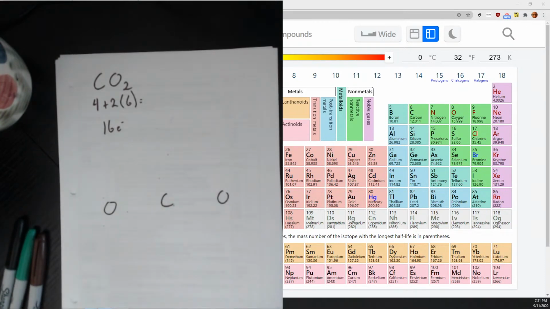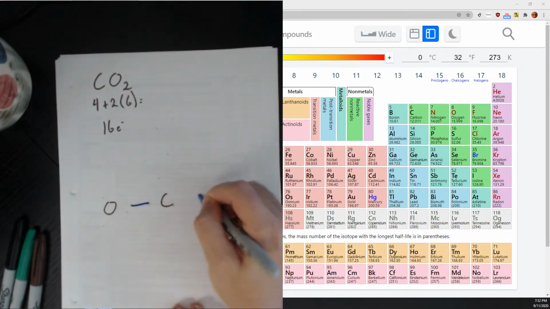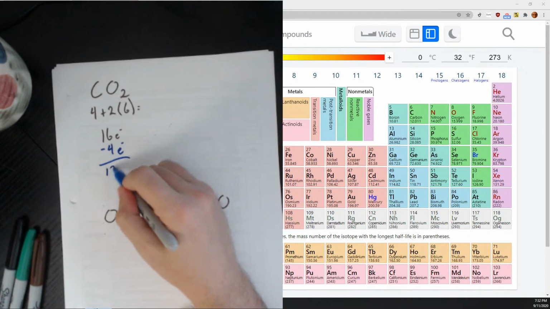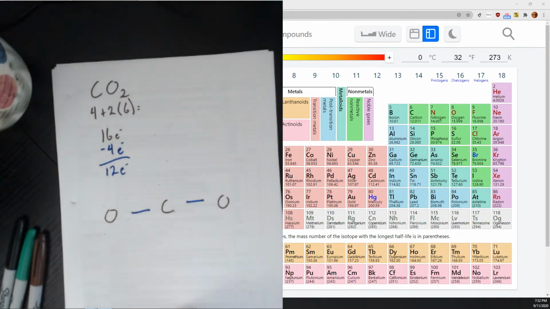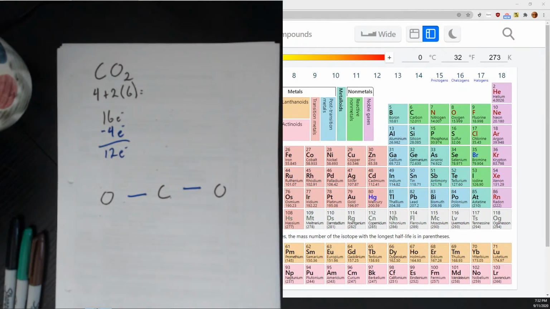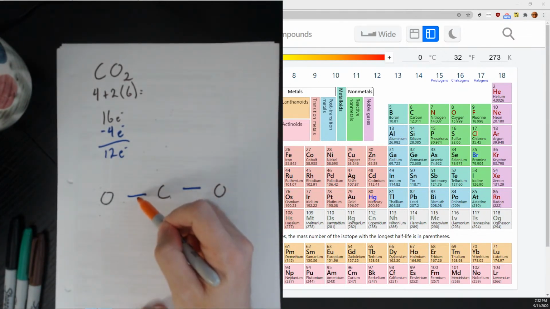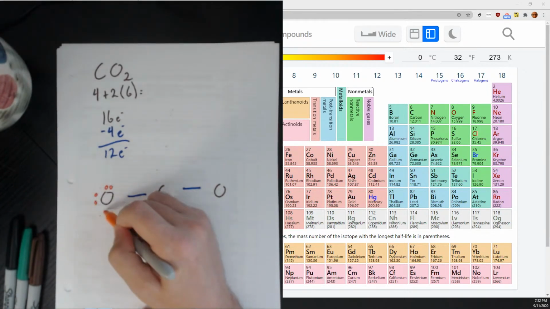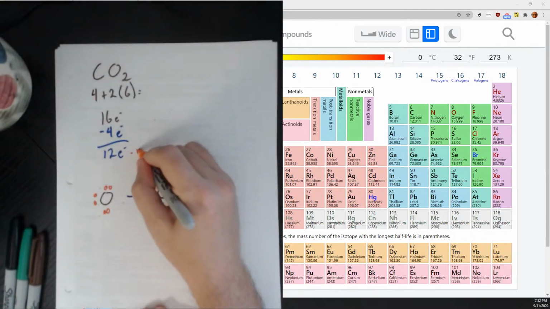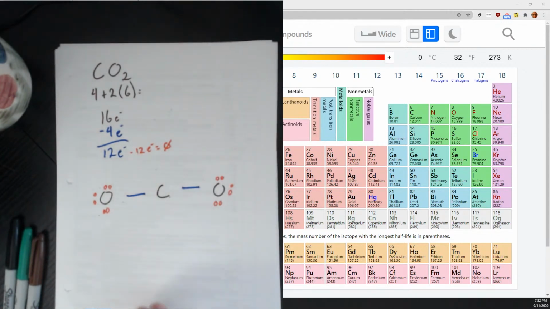Next up, we draw a single bond from carbon to each of our oxygens. 2 bonds, 2 electrons each. That uses up 4 of our electrons, leaving us with 12. Now, we fill in the octets on each of our oxygens with lone pairs. Each oxygen already has 2, so 2, 4, 6, 8, 2, 4, 6, 8, which means we've used up 2, 4, 6, 8, 10, 12 of our remaining electrons, and we're completely out of electrons.